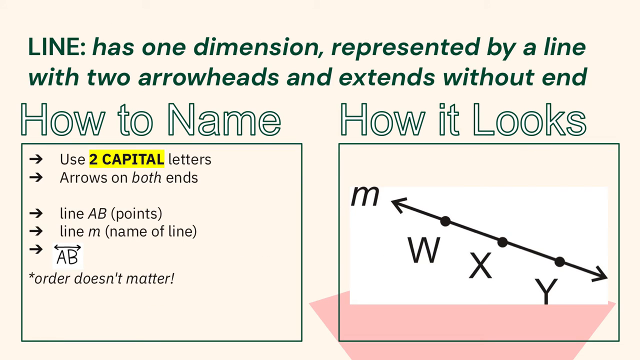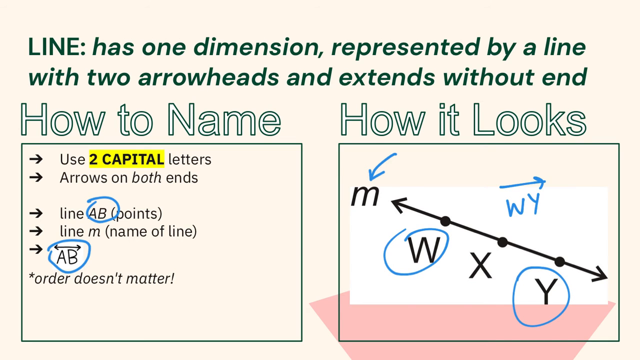When we have a line, we use 2 capital letters. We can call it line AB. We can call it line M. That's using something that is not a point, but just like a plane had a lowercase letter to name the plane, a line can have a lowercase letter to name the line. And then we pick the furthest 2 points. So when we name it using either the line or using the line on top, I would use W and Y. So this would be line WY.